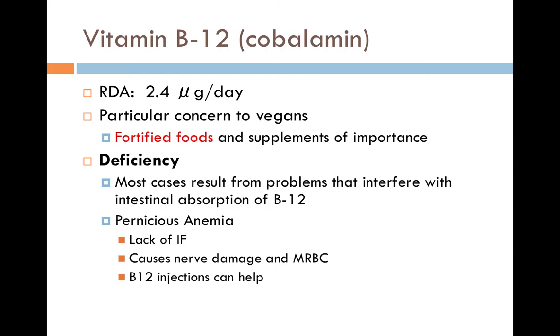There are yet others who have an autoimmune disorder that can halt the production entirely of intrinsic factor. This prevents absorption of B12, and it leads to a condition called pernicious anemia, which can cause nerve damage and megaloblastic red blood cells. B12 injections can help overcome this issue and help those who suffer with this begin to absorb the vitamin without the need for intrinsic factor.